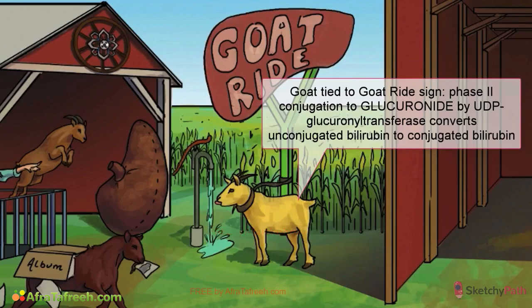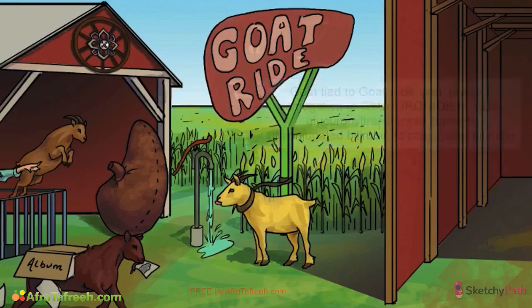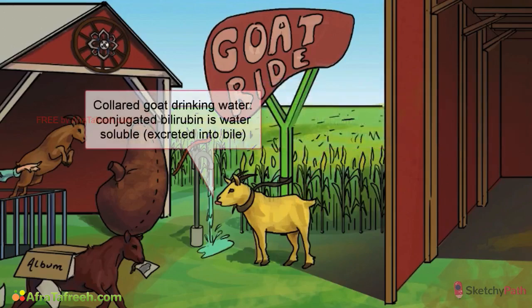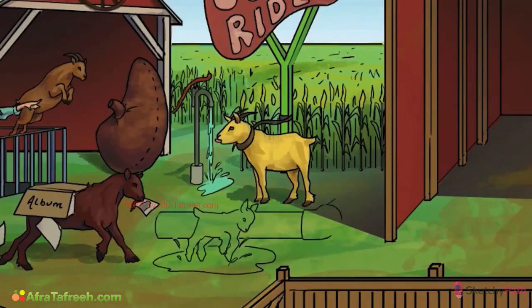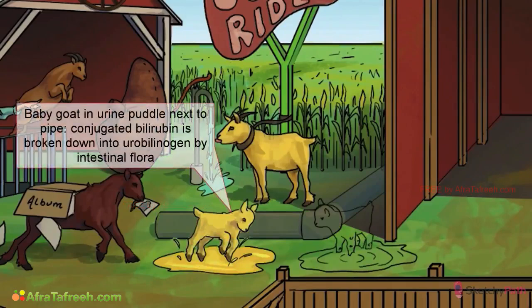UDP glucuronyl transferase? Sounds like a good old-fashioned glucuronyl goat ride to me. Yeehaw! Now that bilirubin is conjugated to glucuronide, it's more water-soluble and thus easier to pass via a good number 2. Because it's phase 2? In the intestines, this conjugated bilirubin is converted by intestinal flora to urobilinogen, or UBG.